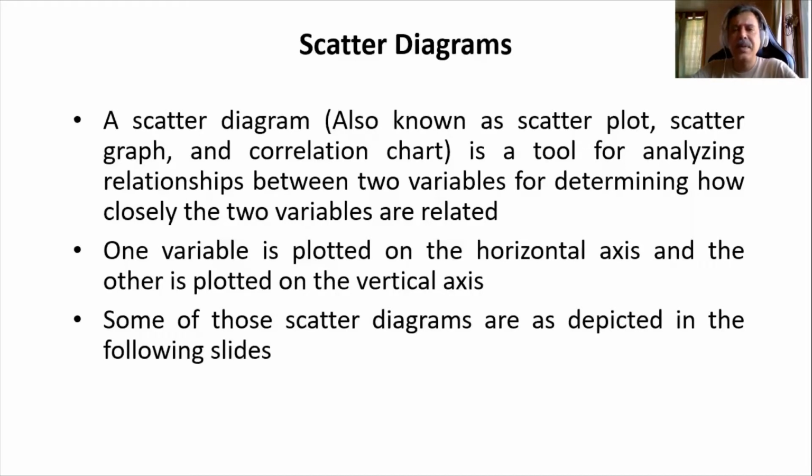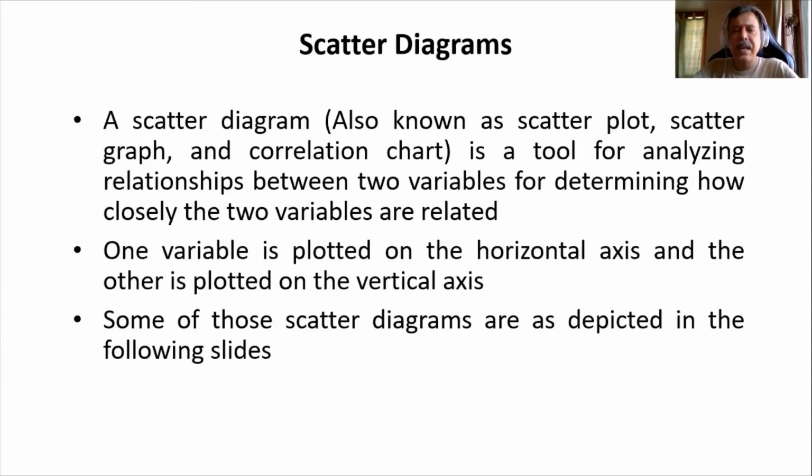A scatter diagram is also called a scatter plot or scatter graph, and it's a tool for analyzing whether there is any relationship between two variables or not. Just visually you can see whether there is any relationship or not. One variable is plotted on the horizontal axis and the other on the vertical axis. Generally, the horizontal axis is variable x, and the vertical axis is variable y.